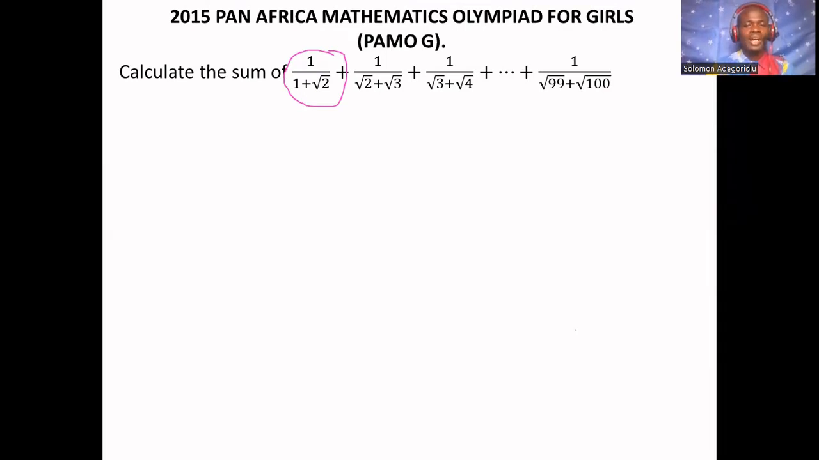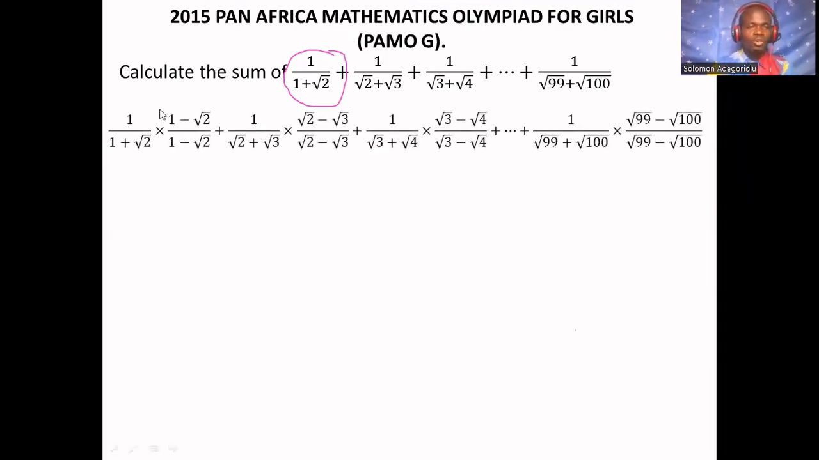So we have 1 over 1 plus root 2, times 1 minus root 2 over 1 minus root 2. Like I've said, we have done rationalization here. This is the first one that we have here. Take a look at this. This is the first one. We rationalize this and the result is this.